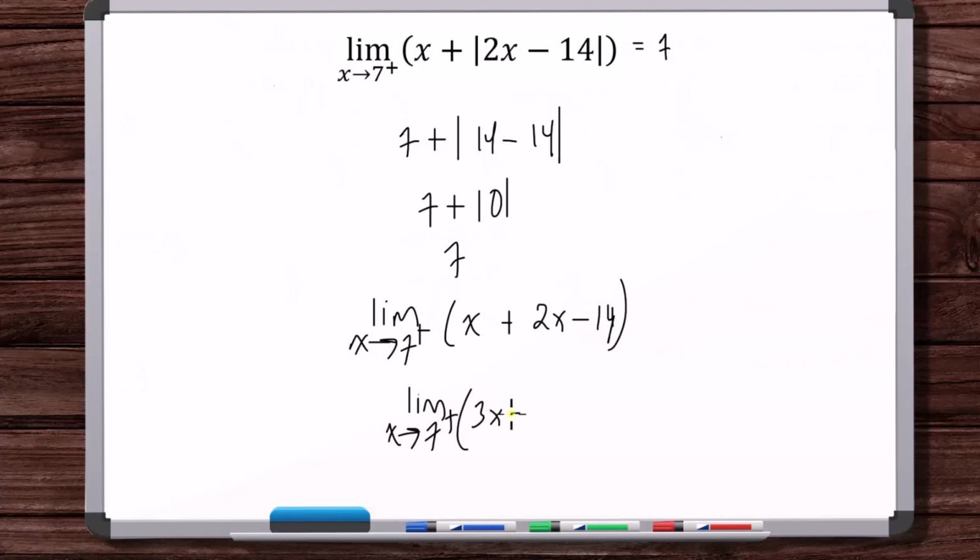And then you get 3x. 7 times 3 is 21, minus 14 is 7.